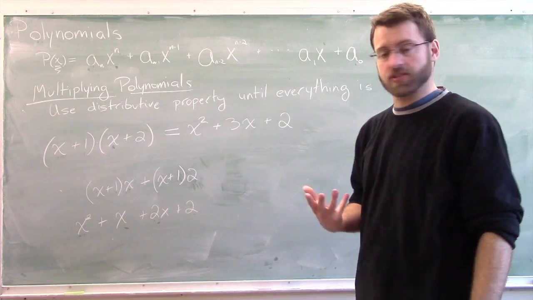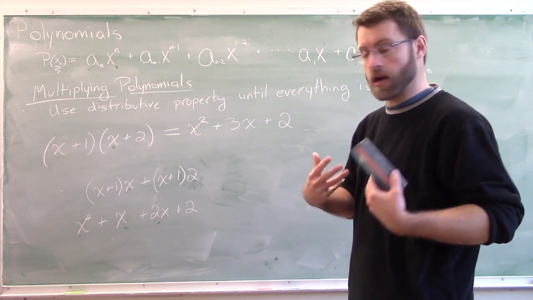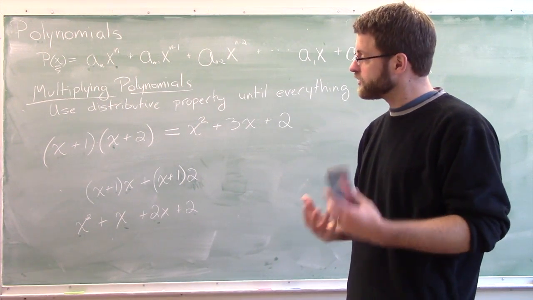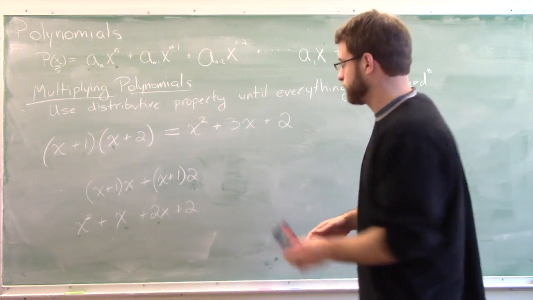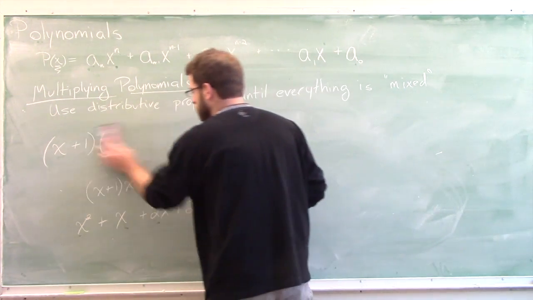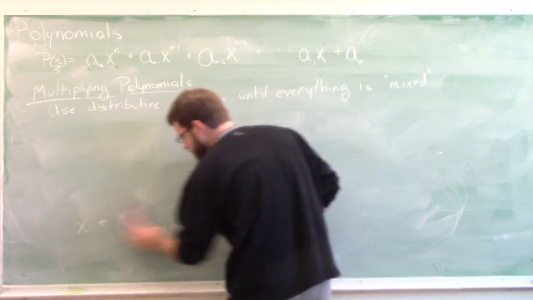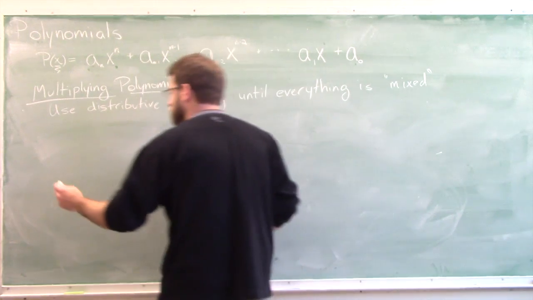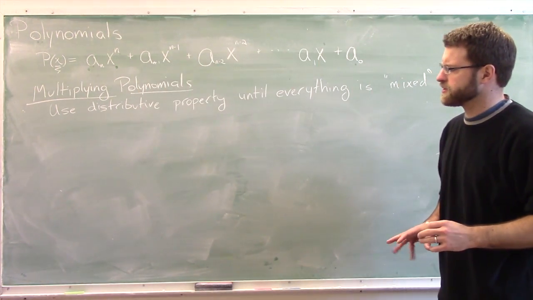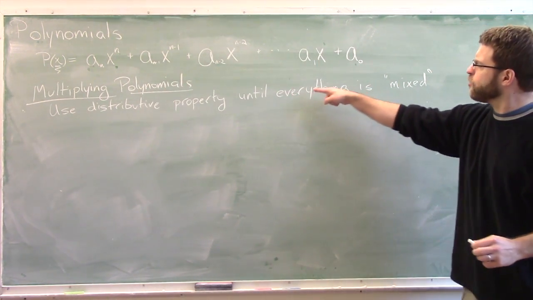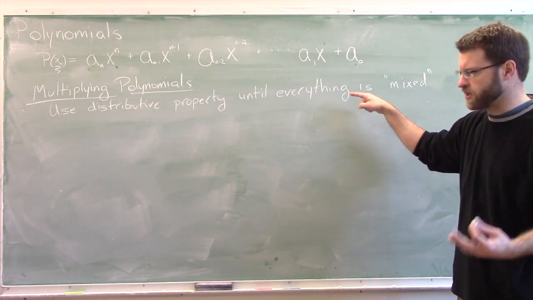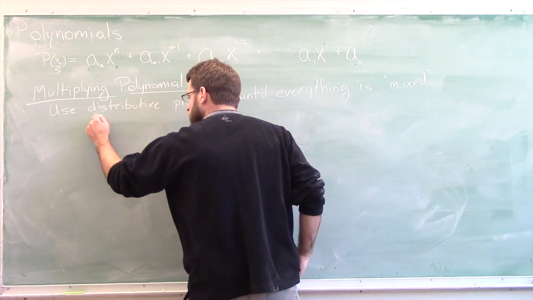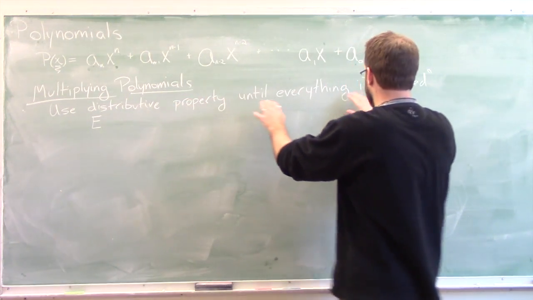I'm going to do the same thing, but I'm going to build up yet a more complicated example. So we'll deal with higher degree polynomials, and we'll put in some more complicated signs as well. And before I write down this example, I'm going to give you a more concrete direction for what we're doing. We're making sure that we use the distributive property until everything is mixed.